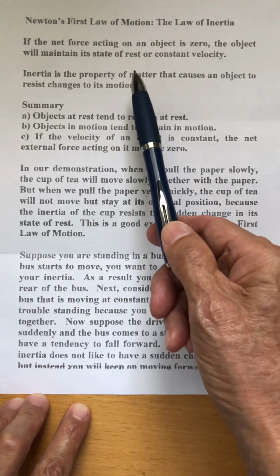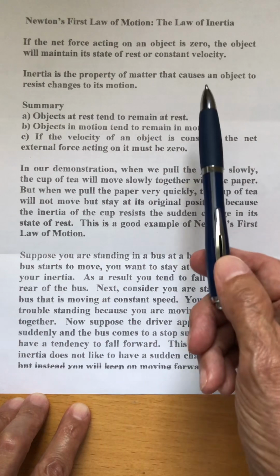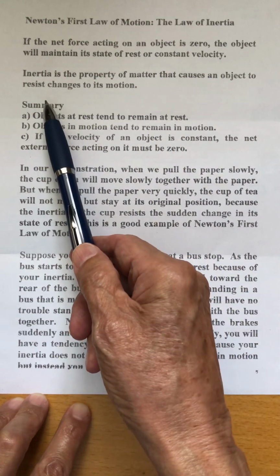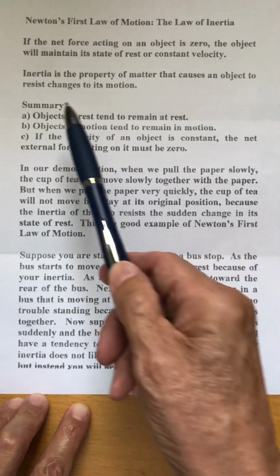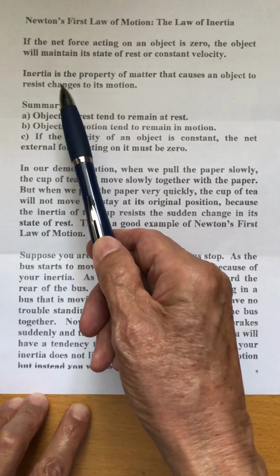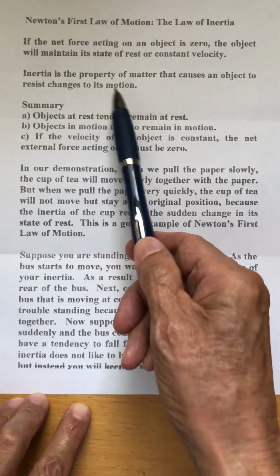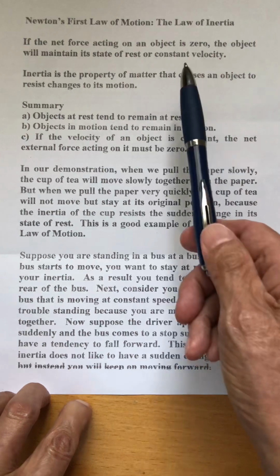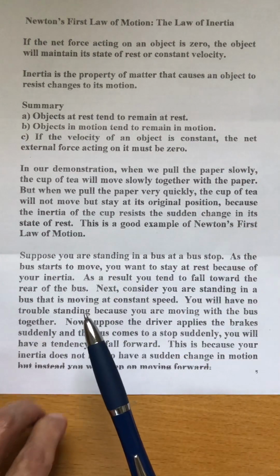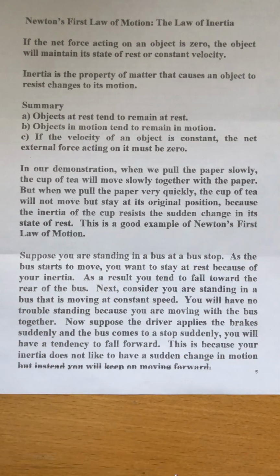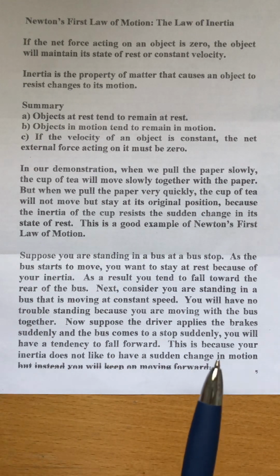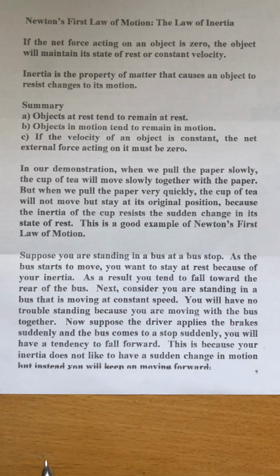If the object is already in motion, then it will keep that motion and resist any changes in its motion. In other words, if you want to stop it, then the object does not like it. The object likes to keep on moving. So it doesn't like to change. So this is the first law.